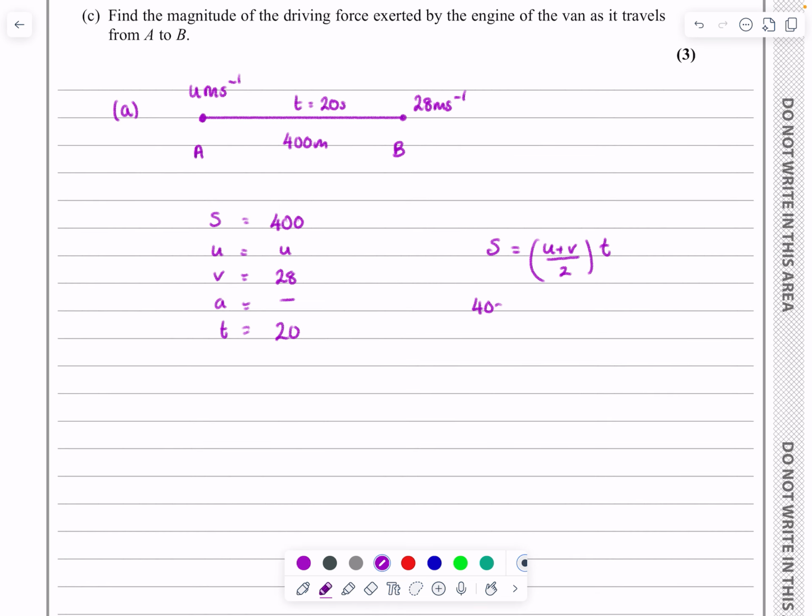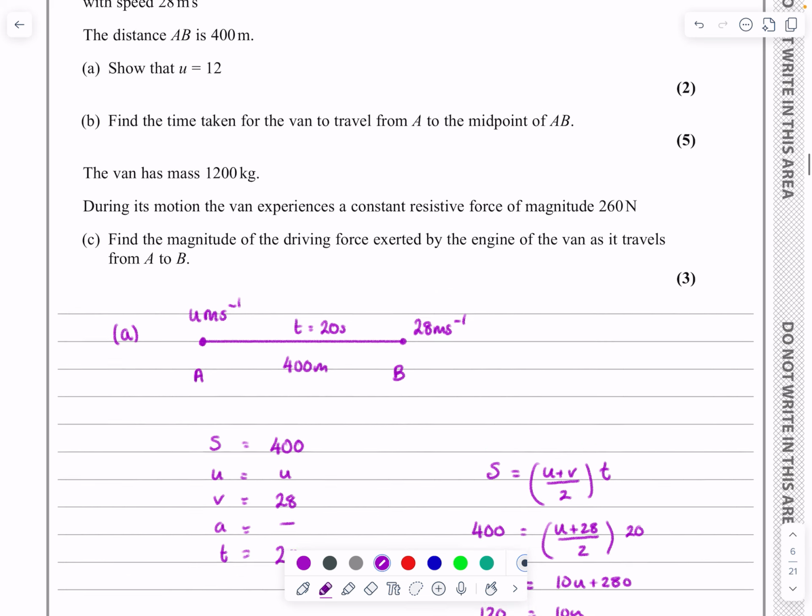We've got that 400 is equal to (U plus 28) all over 2 multiplied by 20. So in other words, on that right hand side we've got 10 as a multiplier: 10U plus 280. 20 divided by 2 is 10. And then just rearrange that to get it. So we get what? 120 is equal to 10U, so U is equal to 12 meters per second. Don't do it too quick because we're showing U is equal to 12. Okay, yeah, part A done.